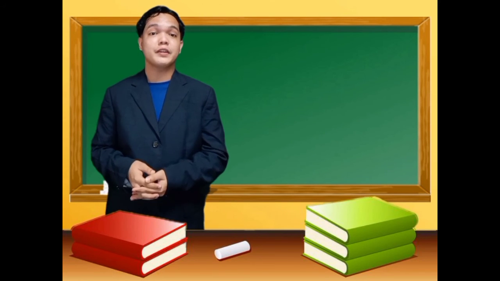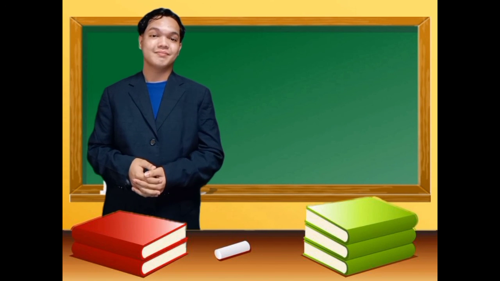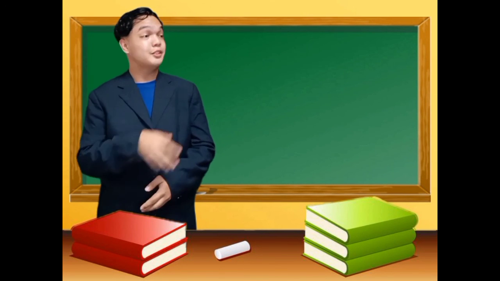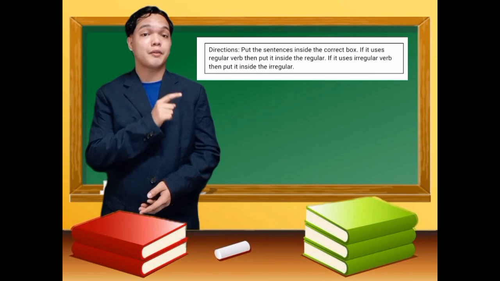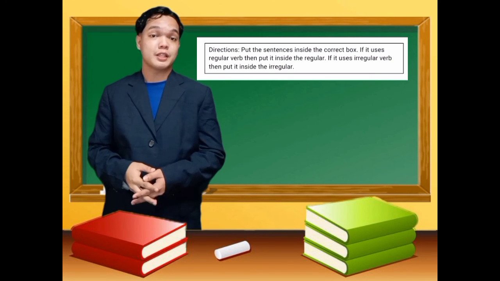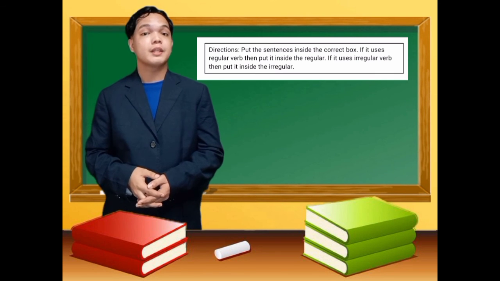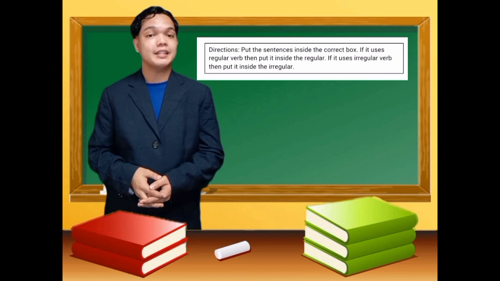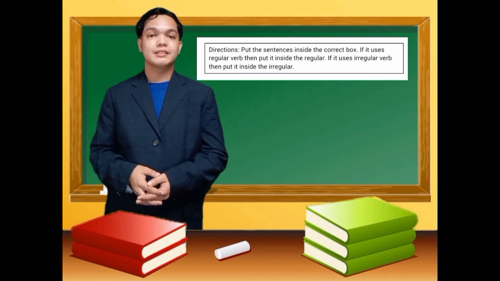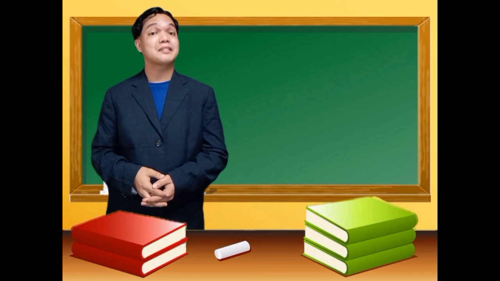Now, class, I have here an activity for you. Let us all read the instruction. Directions. Put the sentences inside the correct box. If it uses regular verb, then put it inside the regular. If it uses irregular verb, then put it inside the irregular. Understood, class? Okay, very good. Let's start.